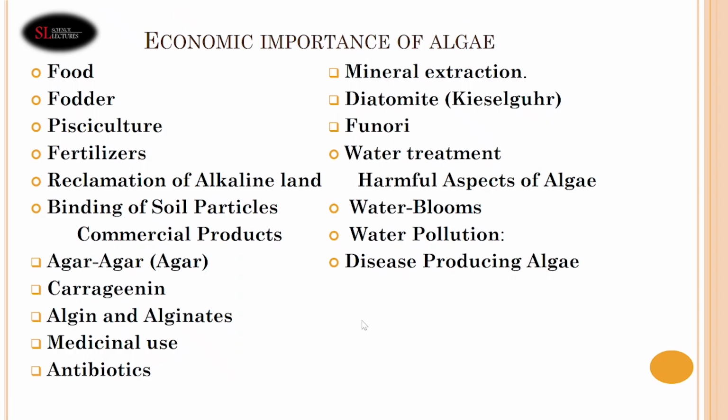Number two is fodder. So we not only feed on algae as a source of food, but some animals have also developed a love for algae. For example, in Norway, in Sweden, in Denmark, in South America, in Scotland, there is what they call the sheep's weed, or Palmaria palmata. Palmaria palmata is known as the sheep's weed because the sheep are very fond of this type of algae. It is very sweet for them.